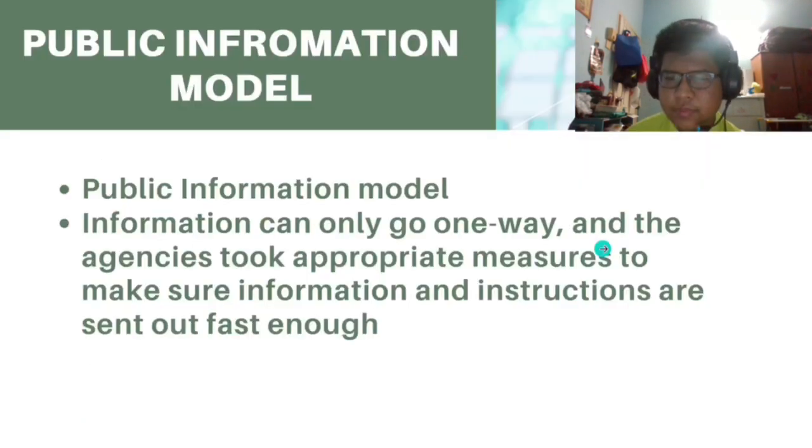As you can see here, in our opinion, the model used is the public information model because at the time of the crisis, at the time of the flooding, the information can only be sent one way to ensure that it is sent out accurately and quickly enough for the residents to get the information.